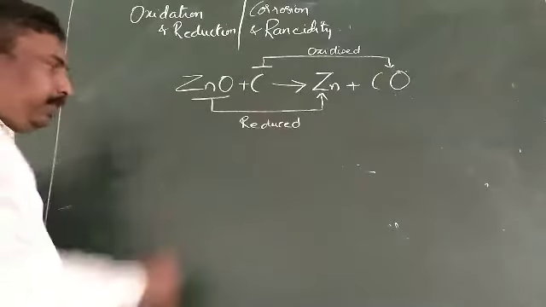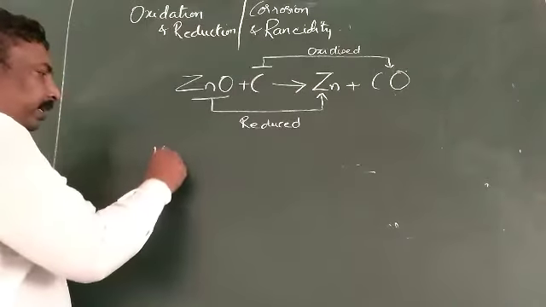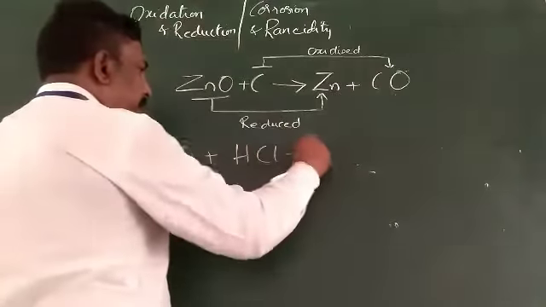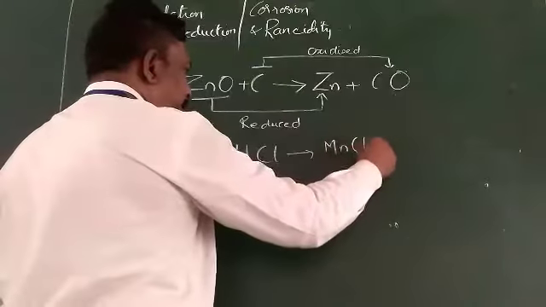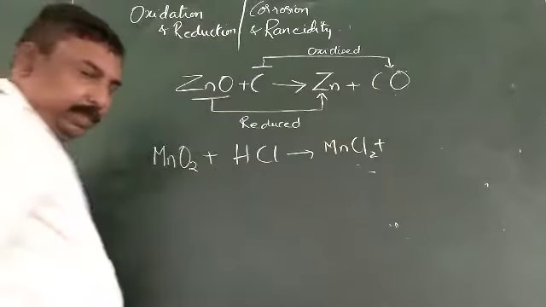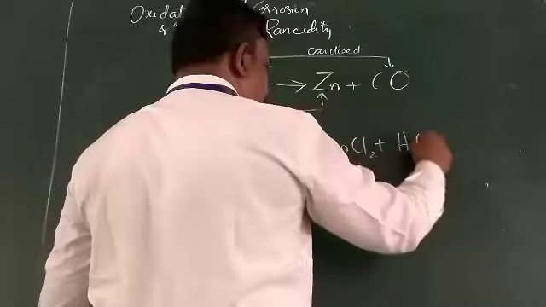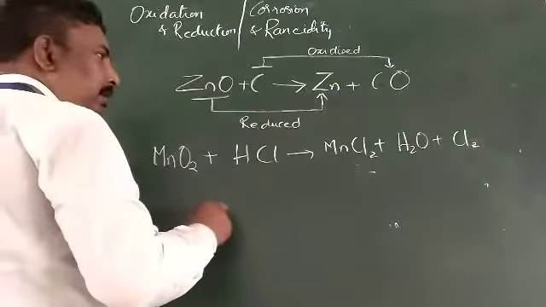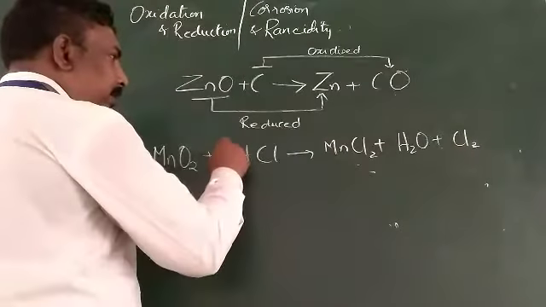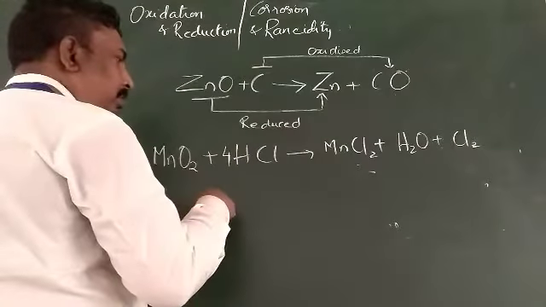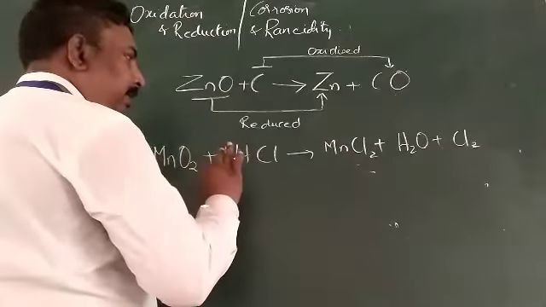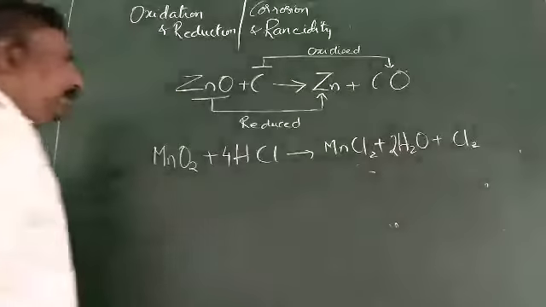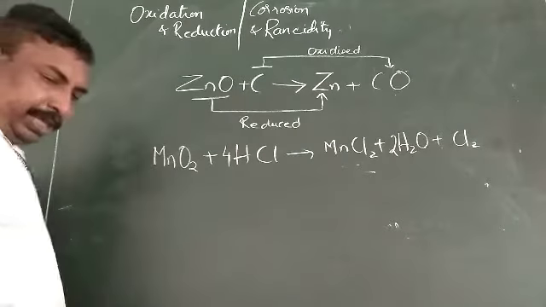Now, one more example where you can find both the things. MnO2 plus HCl gives rise to MnCl2 plus H2O plus chlorine gas. Is it balanced? Totally 4 chlorines are there. I have to put 4, but Mn is balanced. Here 4 hydrogens are there, 2 oxygen. Now it's a balanced reaction. Now you can check what happened here.